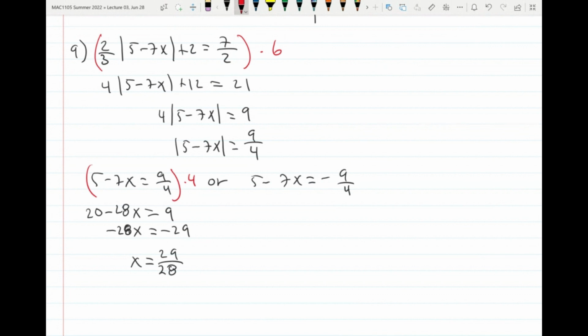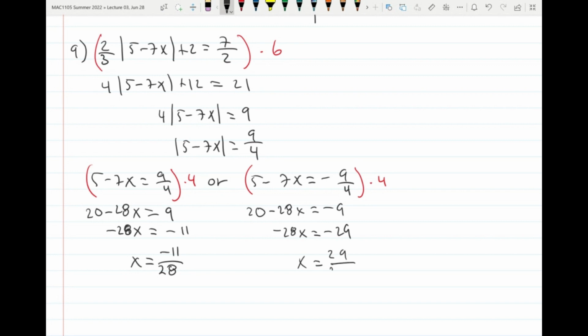And then the other one, multiplied by 4. So what is this? Oh wait, 9 minus 20 is negative 11. So that's negative 11 over 28. And then the other one is negative 29, and so we get 29 over 28. Okay, questions?